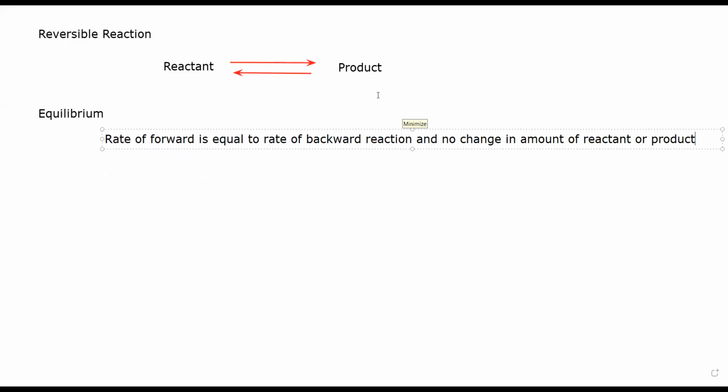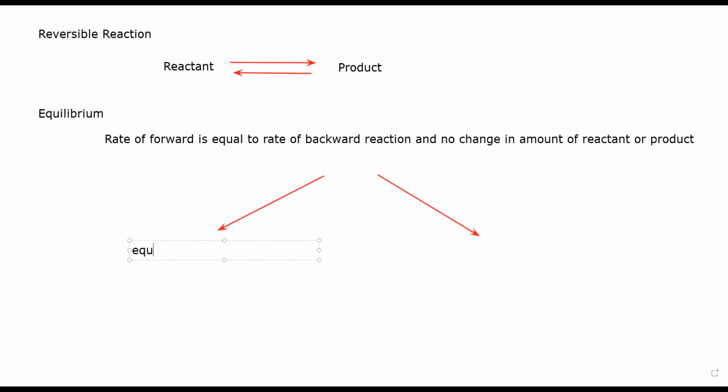So for a reversible reaction, it's not necessary that reversible reactions are always in equilibrium. The equilibrium may shift towards right or the equilibrium may shift towards left. If we say equilibrium is shifted towards right, or forward, it means that the amount of product will increase, which is also known as the yield.